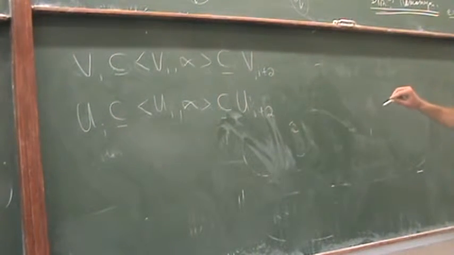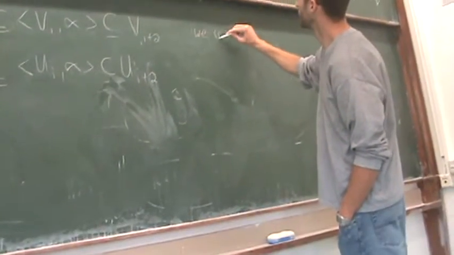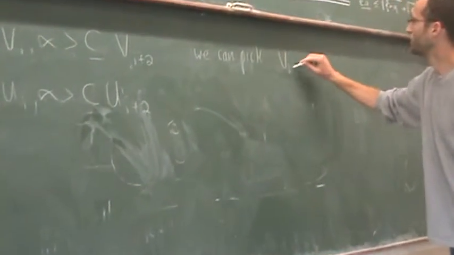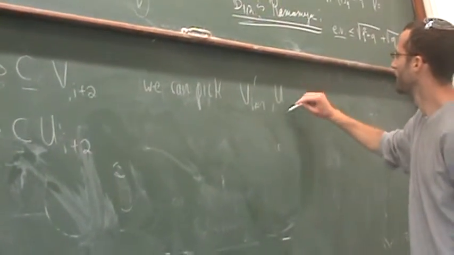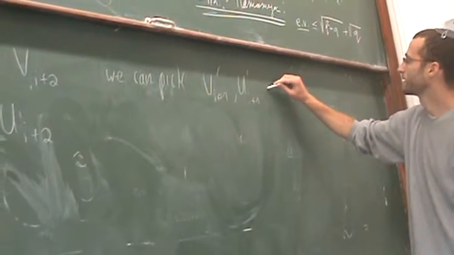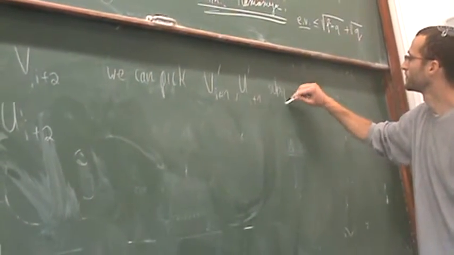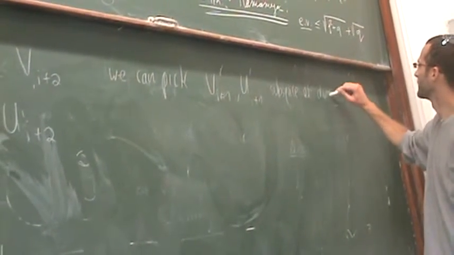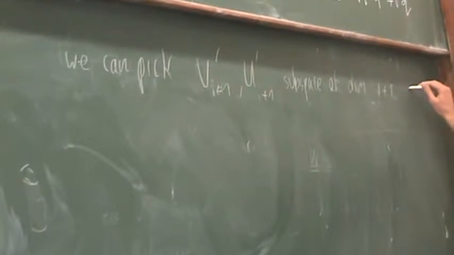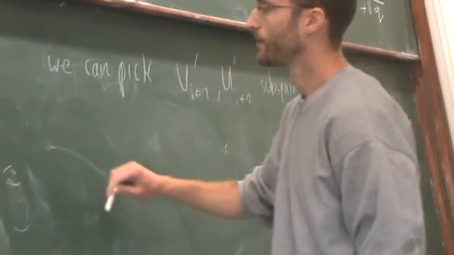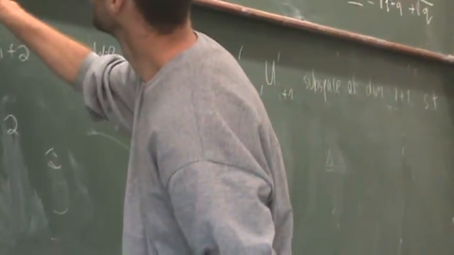Okay? So then what I'm saying is that we can pick V_{i+1}' and V_{i+1}', subspaces of dimension i plus 1, such that they are basically here.